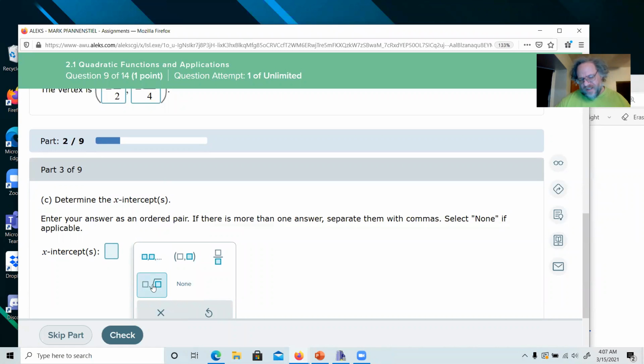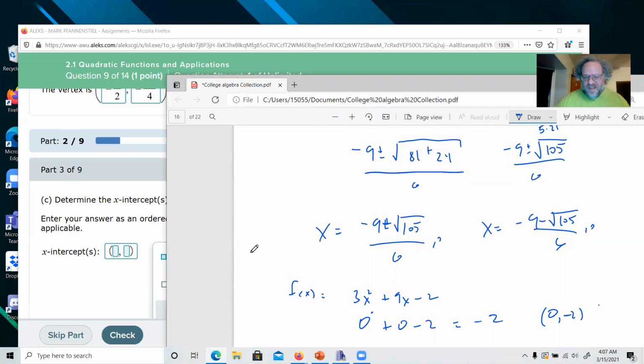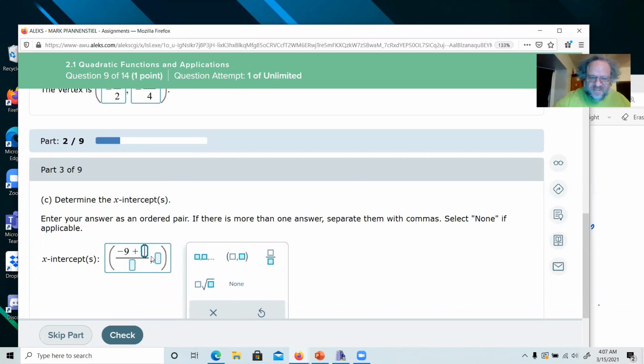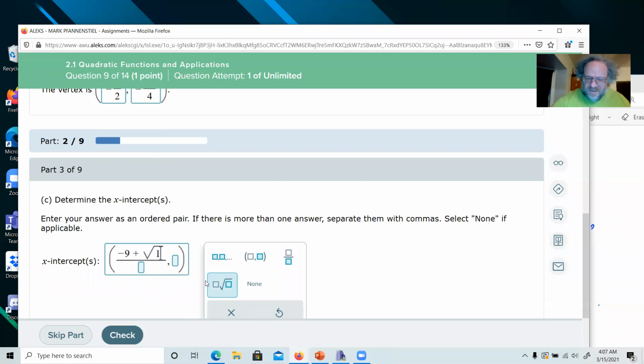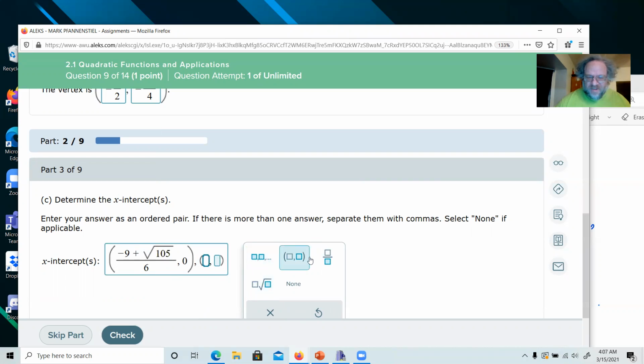The x-intercepts, notice they give us all the tools we need. Who would have thought? All right. So what do we have here? We have negative 9 plus root 105 all over 6. So let's give it a fraction. And we'll say negative 9 plus square root 105 all over 6. What was y? 0. Okay, and then we have to do a comma because there's more than one answer. All right, and we have, again, make a fraction.